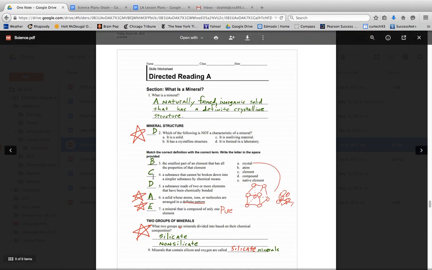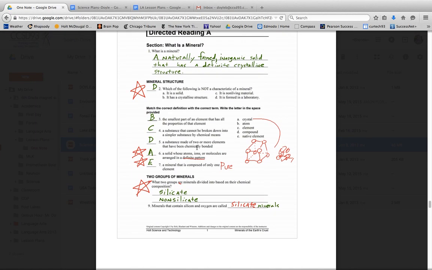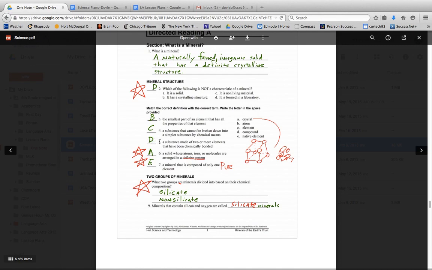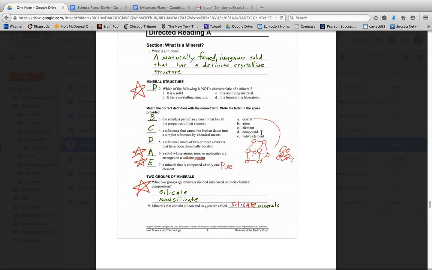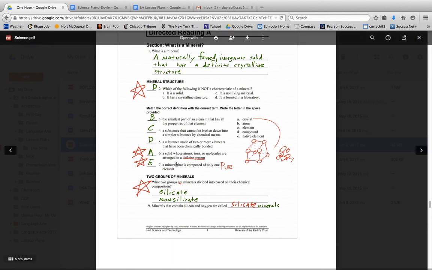Four is C, element, a substance that cannot be broken down into simpler substances by chemical means. So for example, hydrogen or oxygen are elements, or carbon, silicon. Five is D, a substance made of two or more elements that have been chemically bonded. That's D, that's compound. Six is A, crystal, and seven is E, native element.